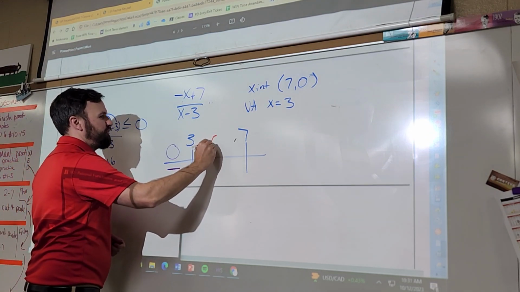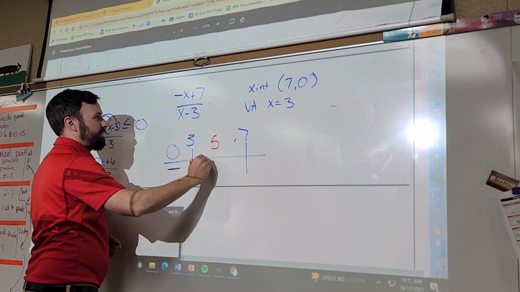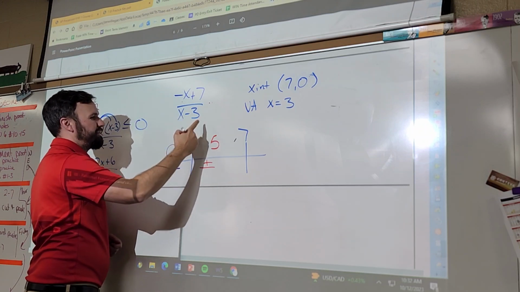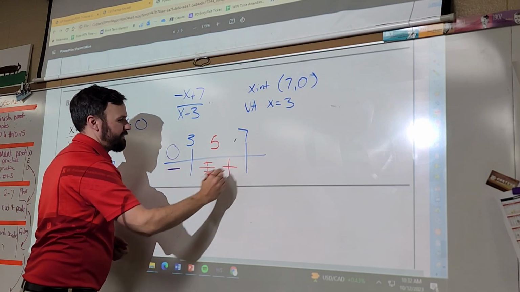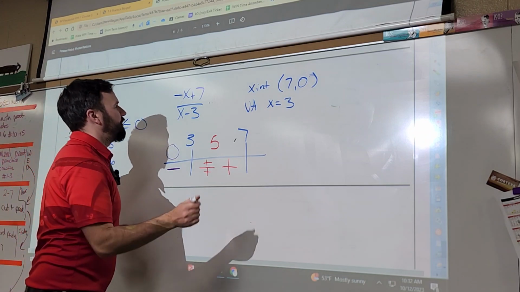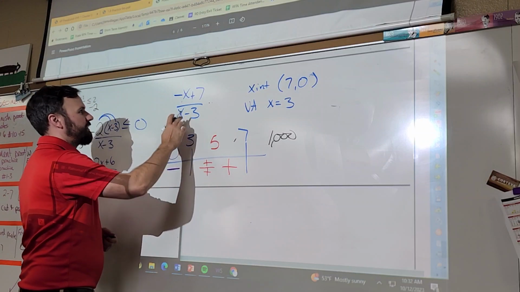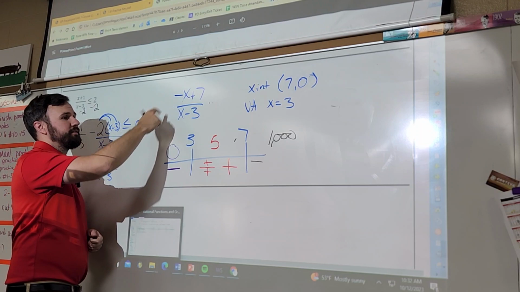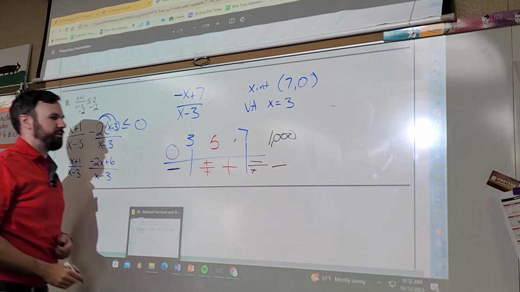Let's do 5. What's 7 minus 5? It's positive, right? What's 5 minus 3? Positive. What's a positive divided by positive? Positive. And let's plug in 1,000. The top number would be negative, and my bottom number would be positive. So the whole thing would be negative.